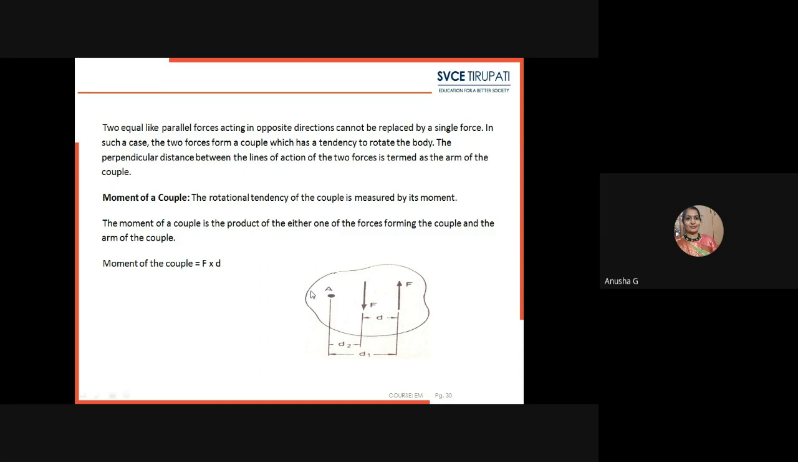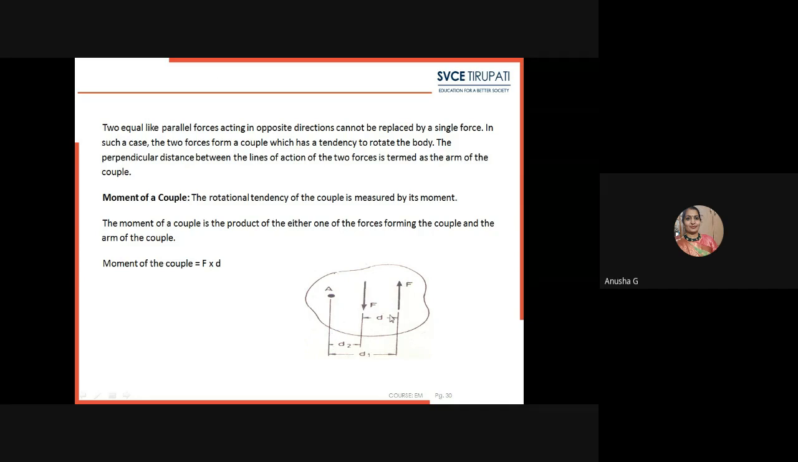Here you can observe there is a point O, and this point will be considered as A. Whatever force we apply will be F in the downward direction, at some distance D. Another force F will be there, with distances D1 and D2.